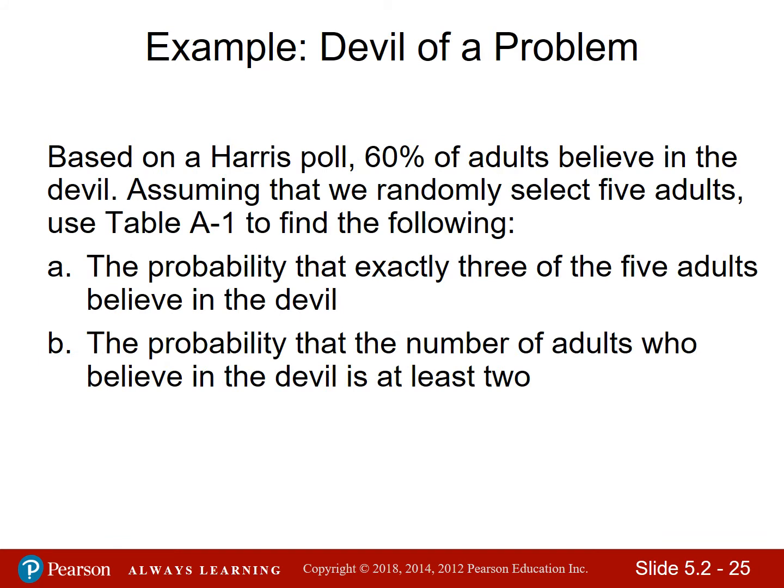Okay, so it says based on the Harris poll, 60% of adults believe in the devil. Assuming that we randomly select 5 adults, use Table A-1 to find the following. The probability that exactly 3 of 5 adults believe in the devil. The probability that the number of adults who believe in the devil is at least 2.